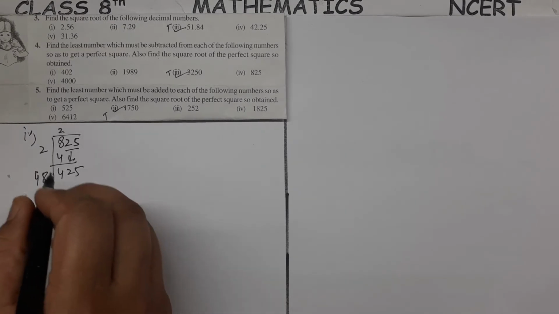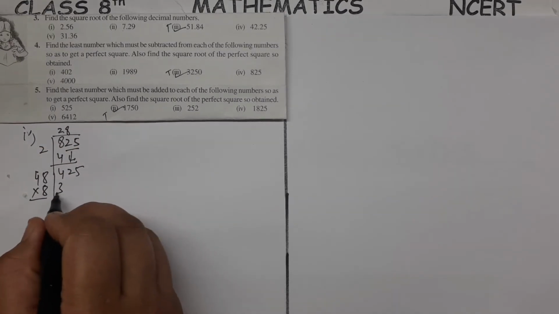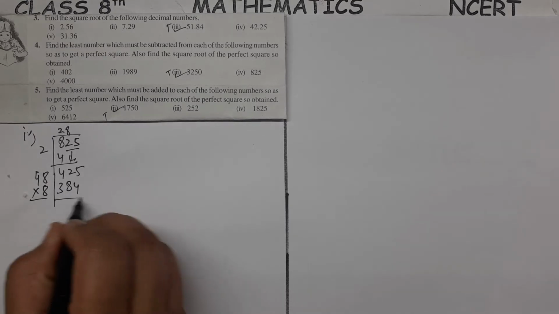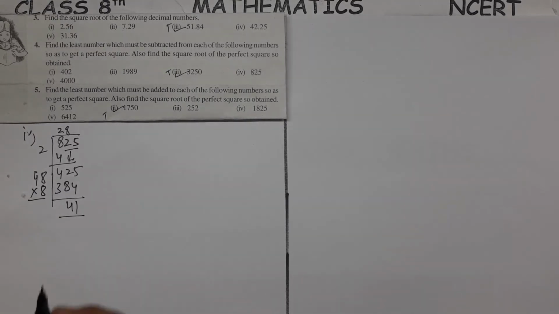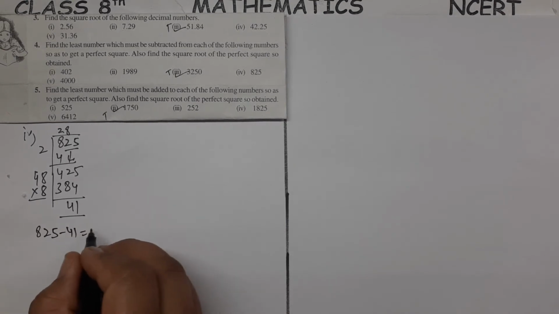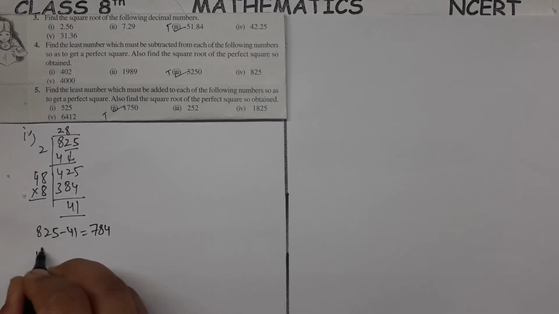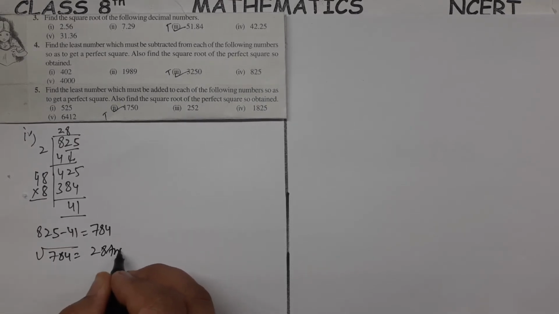Write 8, multiplied by 8. Write 8 as quotient. After multiplication we have 384. Subtract. Remainder is 41. So we will subtract 41 from 825. We have 784. Hence the square root of this number is 28.